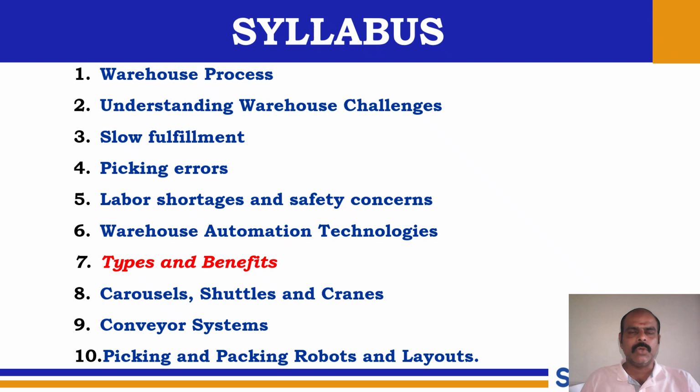To learn the course, there are 10 chapters in the first unit. Almost half of the unit we have completed, and now we are in the 7th chapter, types and benefits. Before we get into the further things, we'll summarize what we have learnt in the earlier presentation.